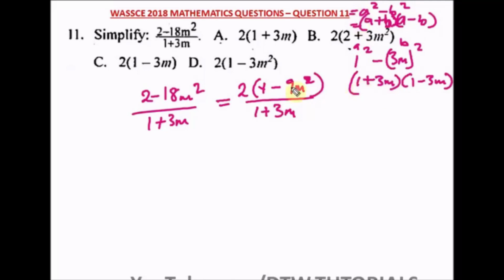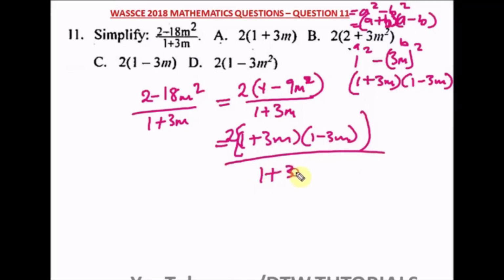All right, so we have this 1 minus 9m squared will give us what? This will give us 1. This is 2. Don't forget our 2 here. 2 brackets 1 plus 3m brackets 1 minus what? 3m. All right, and divided by 1 plus 3m.